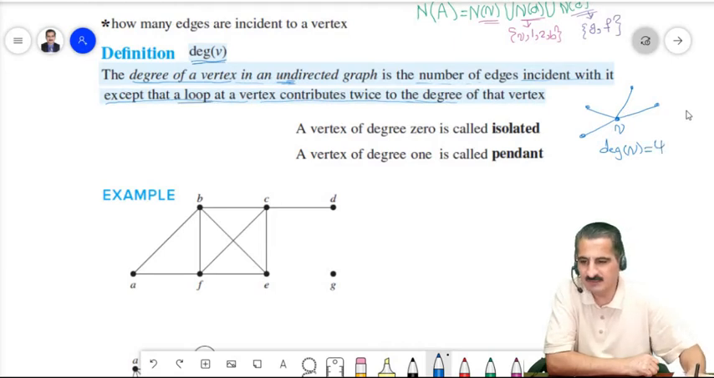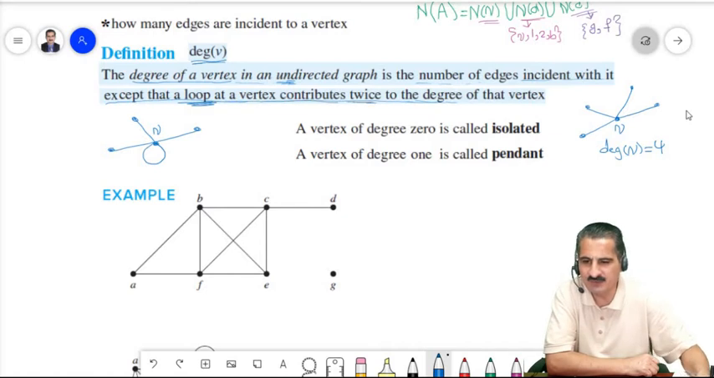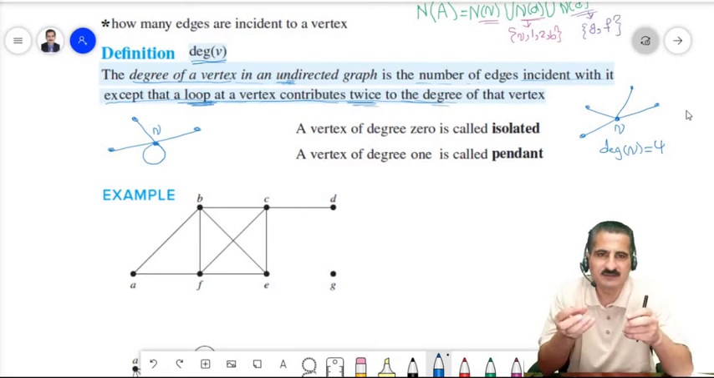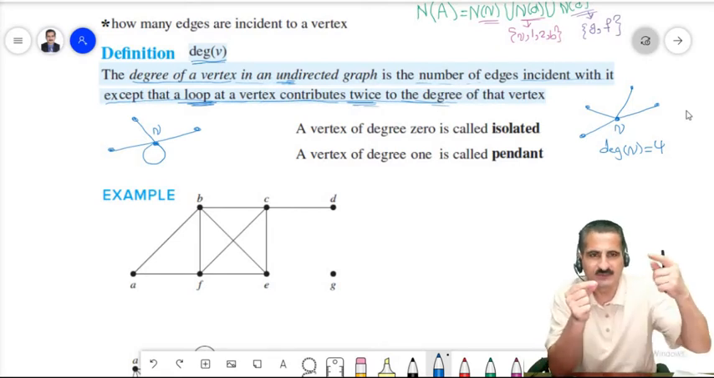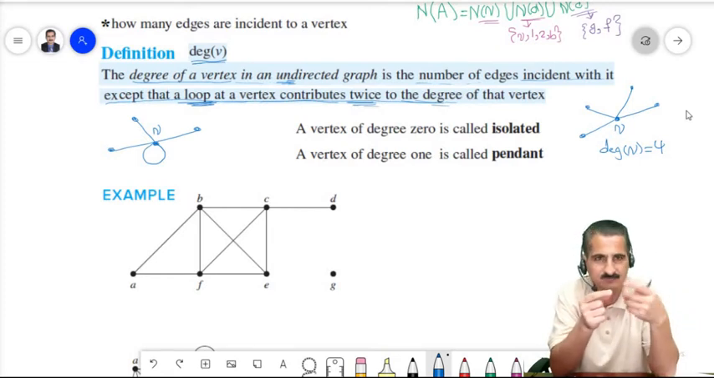Now what about the loop? Let's write it here. If we have this situation, V is connected to some other vertices, and also it has a loop. Now this says a loop at a vertex contributes twice to the degree. Now the idea is the following. We have a vertex. Once we find an edge connected to the vertex, then we count 1 for the degree.